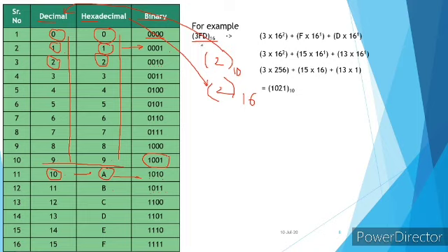So this number can be represented as D into 16 raised to 0, then F into 16 raised to 1, and 3 into 16 raised to 2. So this is 16 raised to 0, 16 raised to 1, 16 square. Now D corresponds to 13. You can see here D corresponds to 13.